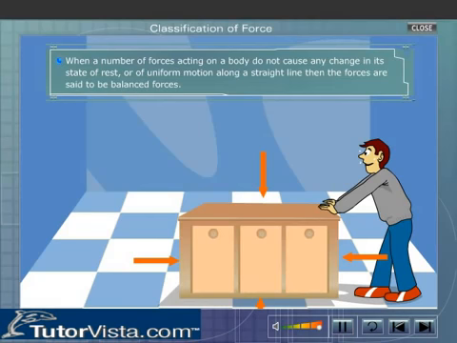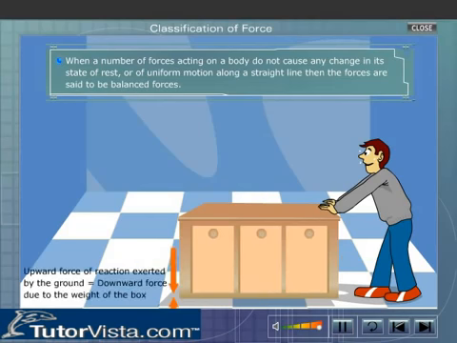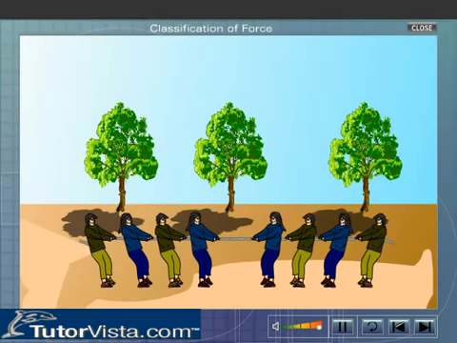This happens because upward force of reaction exerted by the ground is equal to downward force due to the weight of the box, and force of push exerted on the box by the man is equal to force of friction. Thus, we see that the forces acting on the body are balanced, and hence it cannot change position of the body. In the game of tug of war, the two teams pull a rope in the opposite directions.